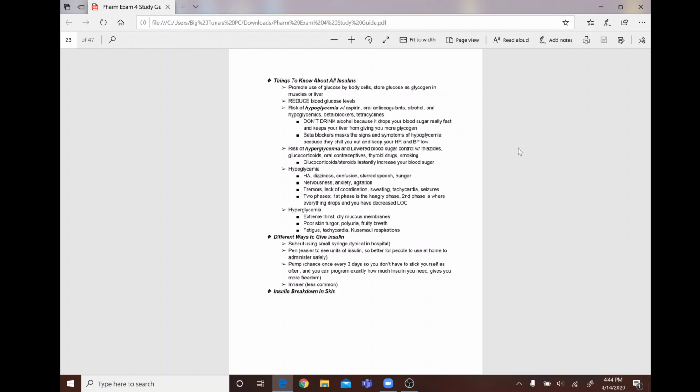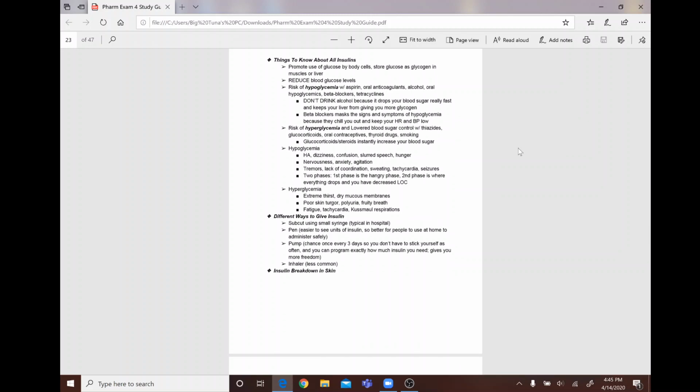Beta blockers mask the signs and symptoms of hypoglycemia because they chill you out and keep your heart rate and blood pressure low. Risk of hyperglycemia and lowered blood sugar control with thiazides, glucocorticoids, oral contraceptives, thyroid drugs, and smoking. Glucocorticoids and steroids instantly increase your blood sugar. Hypoglycemia, you'll have headache, dizziness, confusion, slurred speech, hunger, nervousness, anxiety, agitation, tremors, lack of coordination, sweating, tachycardia, seizures.